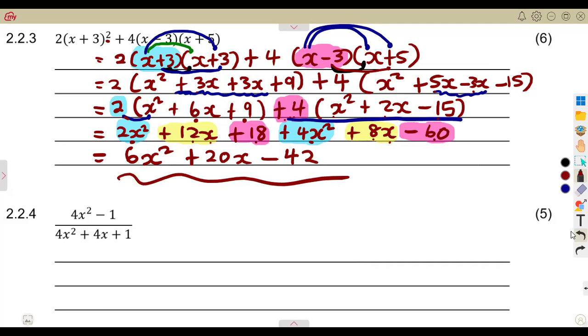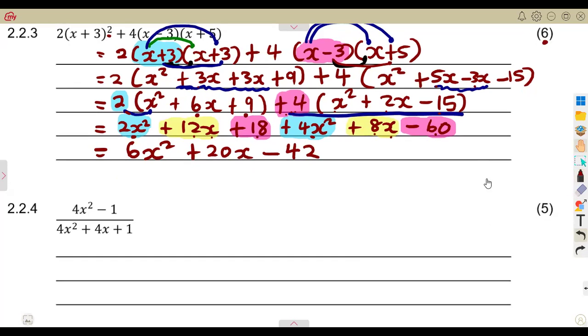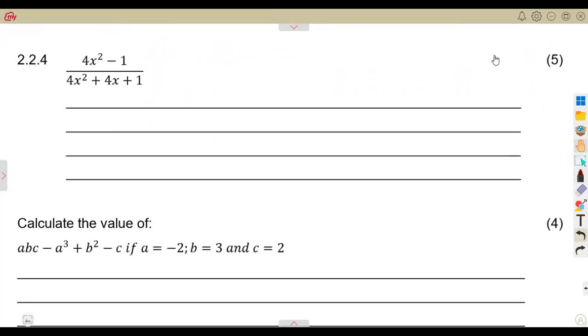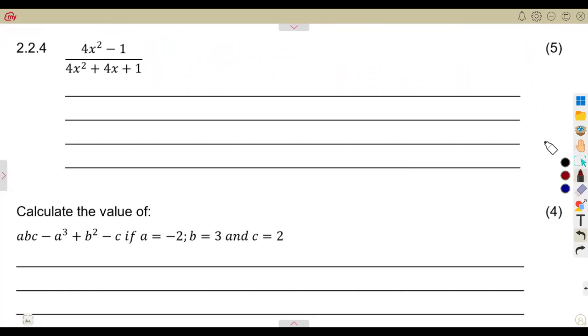At this stage, you can leave it like that. So for 6 marks, guys, it was actually fine to have this. Then on 2.24, you're asked to simplify this. So as we can see, guys, you can simply factorize. All right, let's start with the 4x squared minus 1.